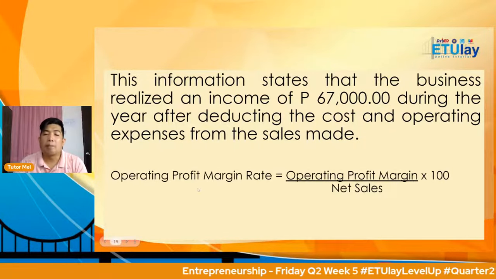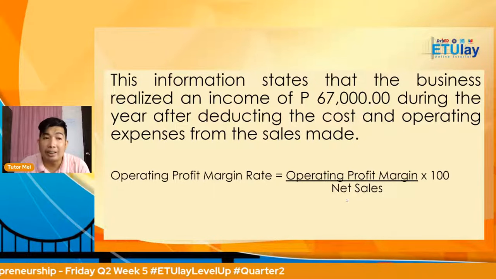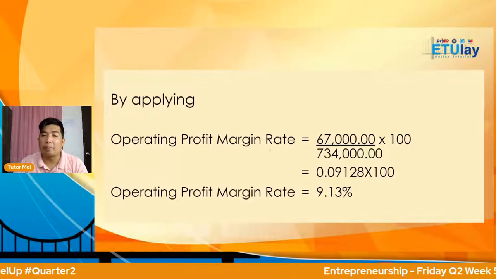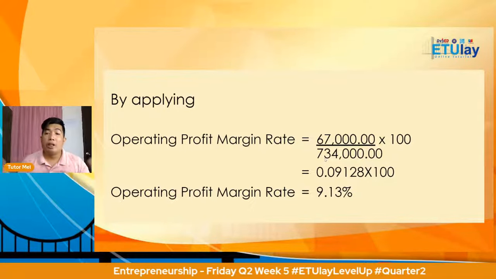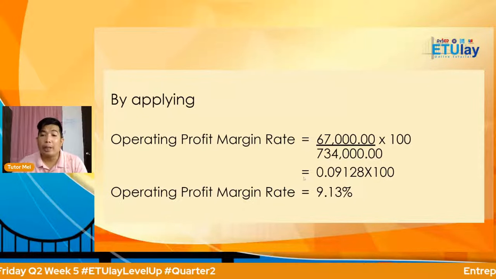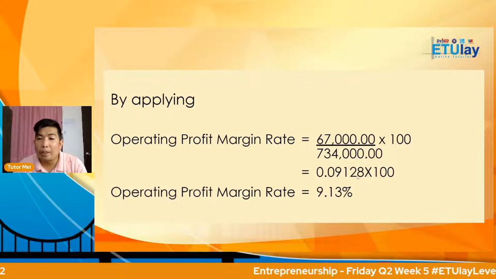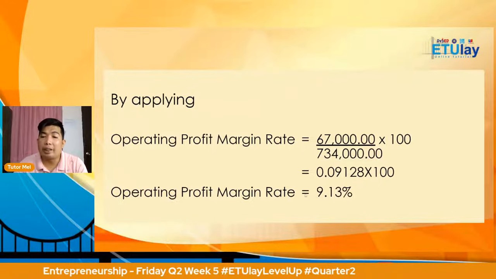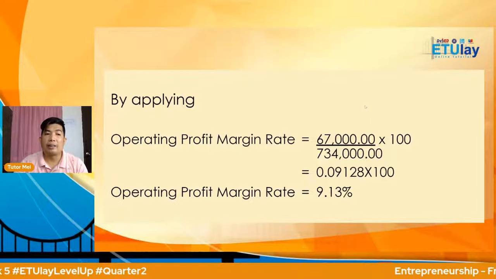So, operating profit margin rate is equal to operating profit margin divided by net sales multiplied by 100. Ayan siya. By applying operating profit margin natin kanina, di ba? 67,000 divided by 734,000, which is the net sales multiplied by 100. So we have, ito na, ni-round off na lang natin. 0.09128 times 100 is equals to operating profit margin rate is 9.13%.